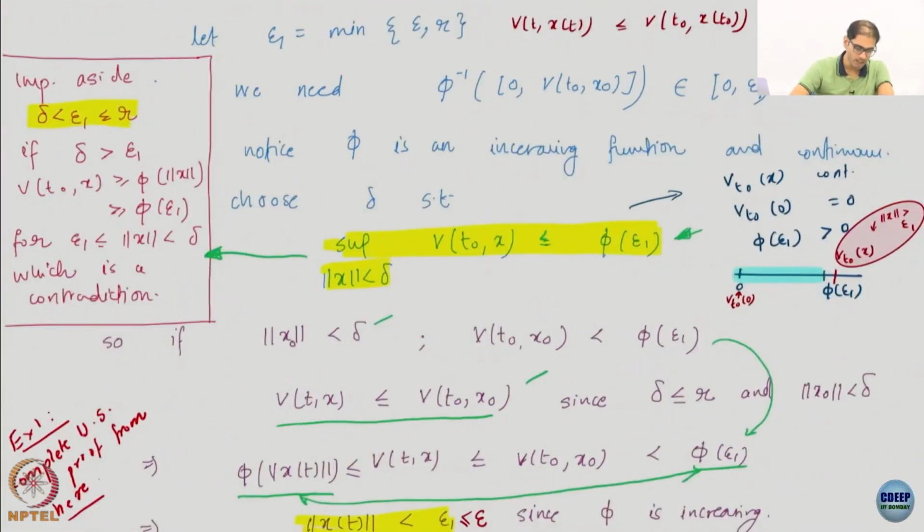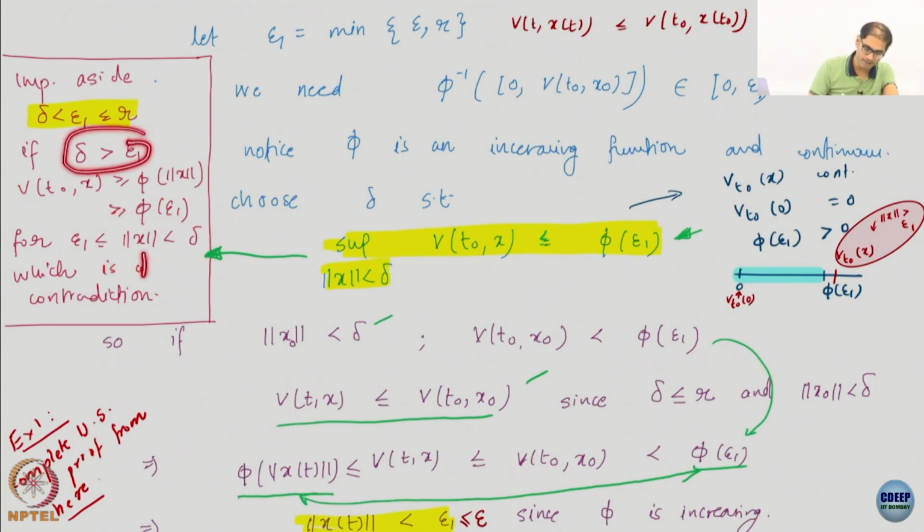Yeah. So, what I am saying is, let us assume for contradiction that delta is greater than epsilon 1. Okay. And if delta is greater than epsilon 1, then I know by my positive definiteness that this happens. This is just a positive definiteness statement, which means that by monotonicity of phi, I know this is true. Why? This is true when this happens. I am assuming that delta is greater than epsilon 1.